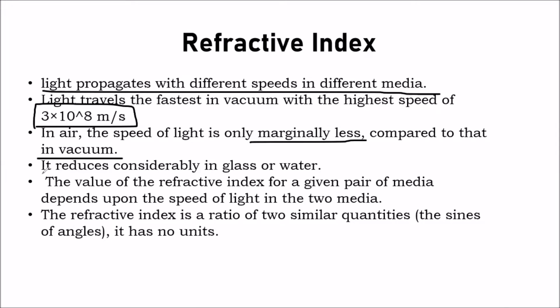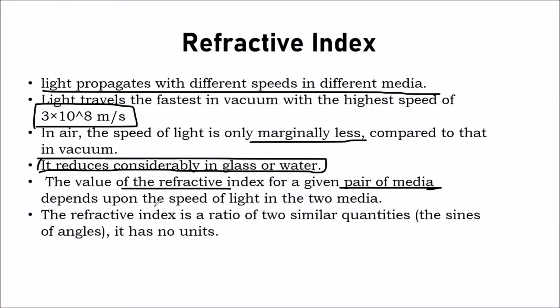As we move from a rarer medium to a denser medium, like glass or water, the speed of light reduces. The value of refractive index for a given pair of media depends upon the speed of light in the two media. It's a ratio of two similar quantities.